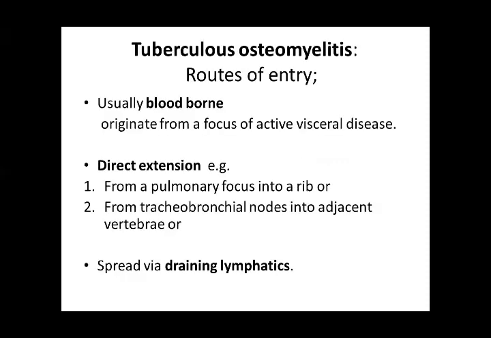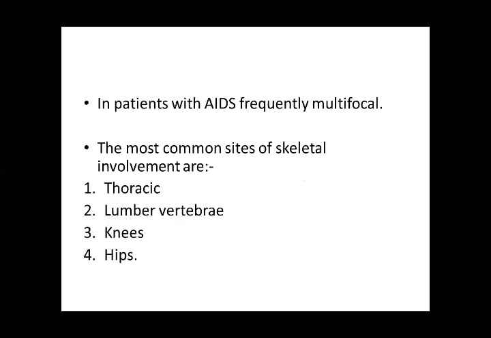Blood-borne disease originates from a focus of active visceral disease, or direct extension, for example, from a pulmonary focus into a rib, or from tracheobronchial nodes into a chest vertebra, or seeding via draining lymphatics. So the lymphatics will take the infection to the bone, or the blood will take the infection to the bone. There may be a primary focus in the lung or elsewhere. Patients with AIDS have deficient immunity. They are more prone to this tuberculous osteoarthritis.